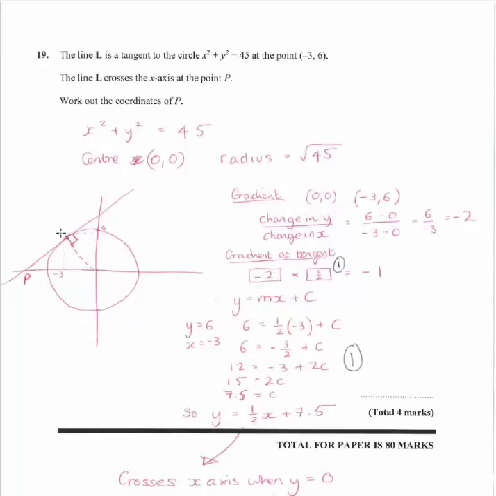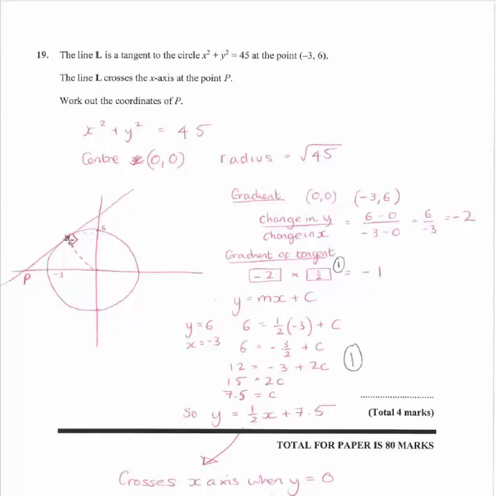So here's the point -3, 6. It's centered on 0, 0. That's the equation of the circle. And we want to find out what the equation of this line is so we can work out what this point here is. Well, the first thing to do is to work out what the gradient of the radius is, because we want to know what the gradient of the tangent is, but these two lines are at right angles.